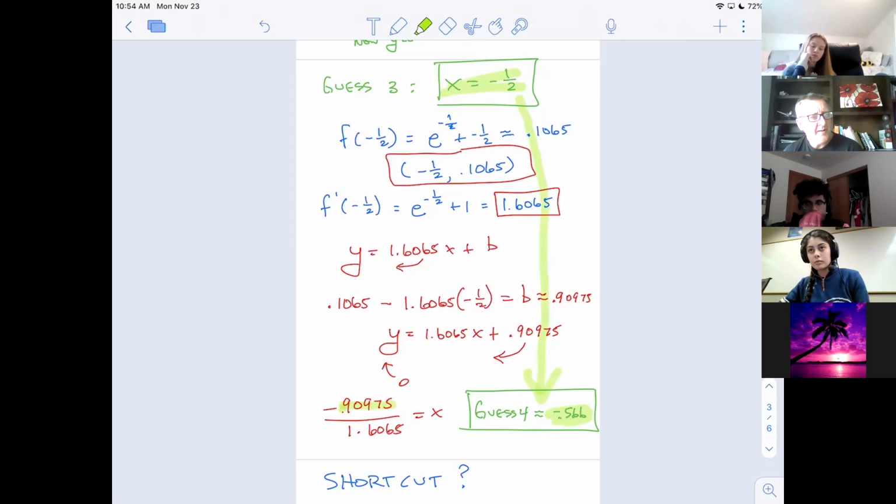Well, think about the 0.90975. Where did it come from? Think about the 1.6065. Where did it come from? Because that's all we needed, right? We just need these two numbers at the end here.